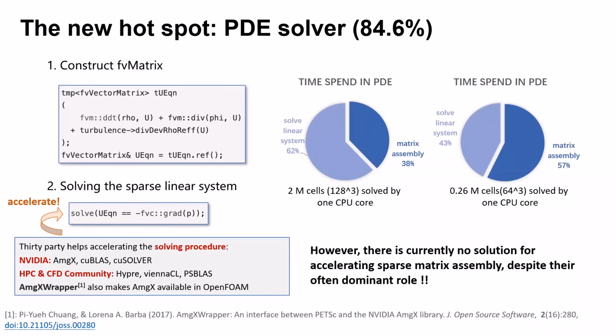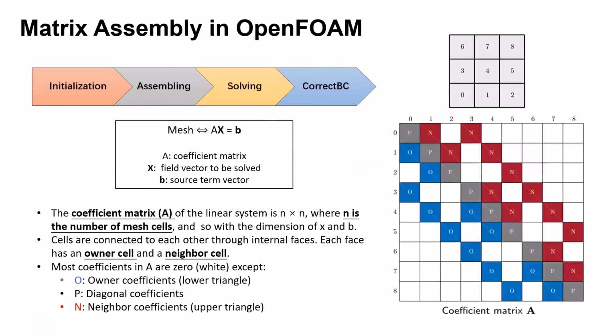However, let's pay attention to this figure. Actually, the time consumed in assembling the matrix is also large. It is comparable to and even larger than the time spent in solving the linear system. However, there is currently no solution for accelerating sparse matrix assembly, despite its often dominant role. So this is our motivation.